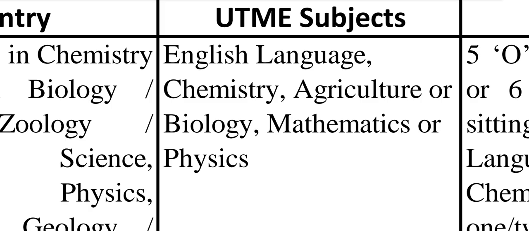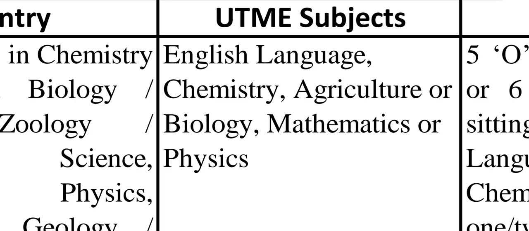mathematics, or physics. So the interpretation of this is that if you want to study agricultural economics, this will be your JAMB subject combinations. English language 1, compulsory; chemistry 2, compulsory; agriculture or biology, that's 3. You can choose English, chemistry, agric or biology, mathematics or physics.